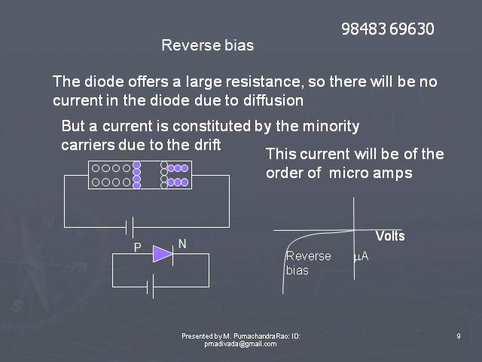We can show the relation between potential difference and current by drawing a graph. Voltage is taken on the x-axis and current is taken on the y-axis, and the current will be in microamperes in this case. So in reverse bias, the curve passes close to the voltage axis. After some time, the current will increase.